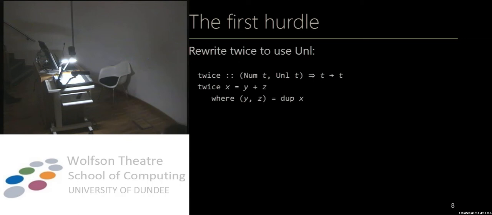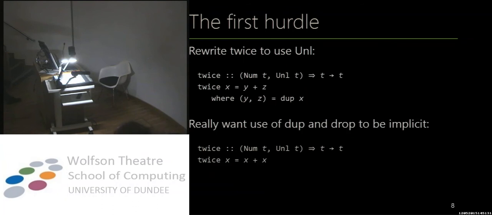Of course, we don't ever want to write this code. This is a pain. What we really want to write is this: twice x is x plus x, but where we infer a type that says, because we have used x twice, we had best infer this unlimited constraint for it.